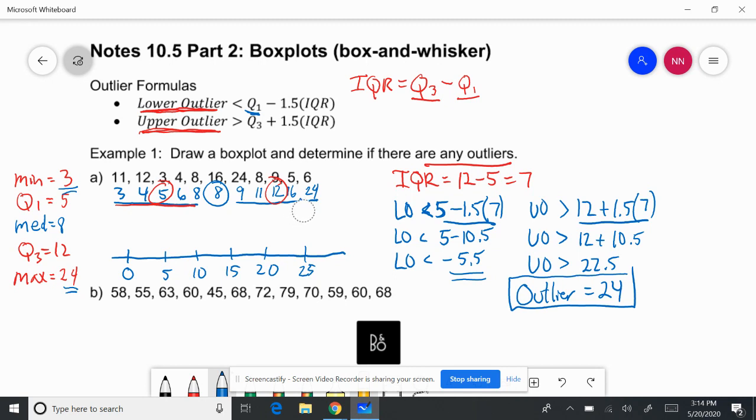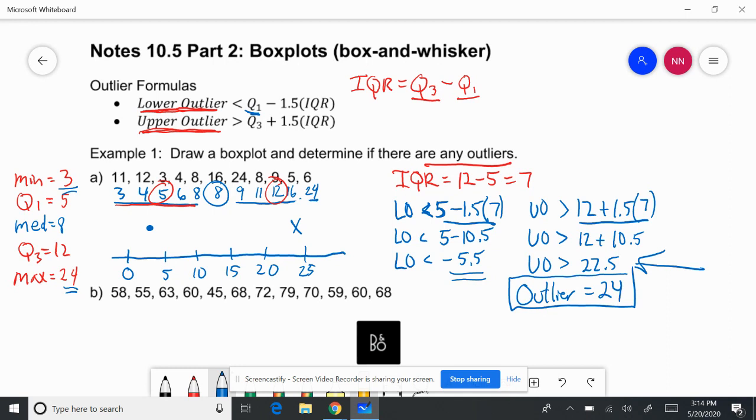Now, I'm going to put a dot at 3. That's our minimum value. I'm going to put an X at 24. The reason that I'm putting an X is because that's an outlier. Now what I need is a new dot. I'm not going to use my boundary point. This is just an imaginary boundary point. Anything past that is considered an outlier.